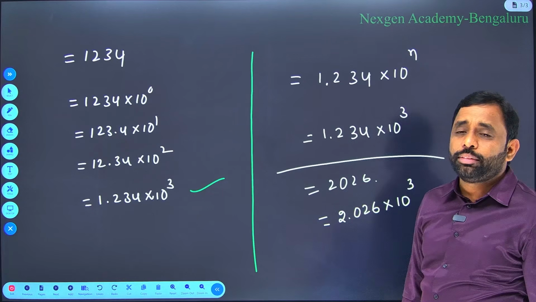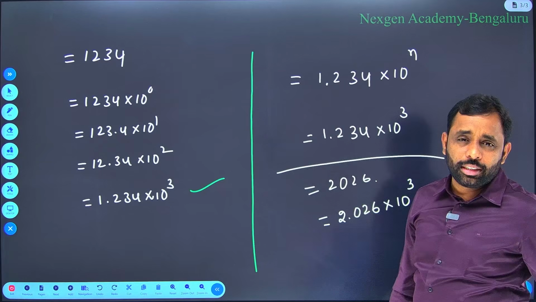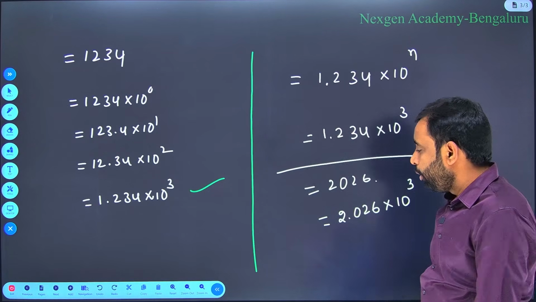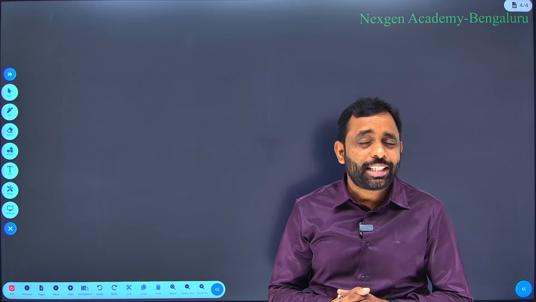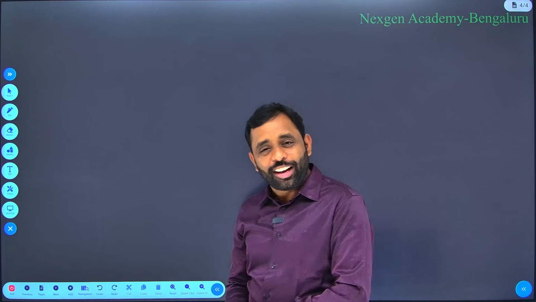Any number is given to you, the method of writing a number in scientific notation is this. After the first non-zero, we have to put the decimal point. So now you know how to write the scientific notation. Say yes or no? Yes. So let us see how to write the logarithm also.